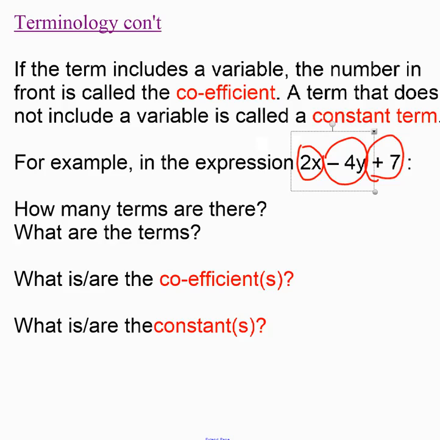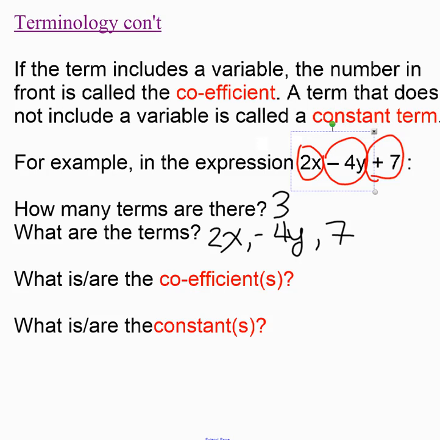Now, the part that's tricky is what the terms are. So the first term is 2x. The next term, though, is negative 4y. So that sign belongs with the 4y. It's part of that term. And then the last one is positive 7. Now, in math, we typically don't write a plus sign in front if it's positive, but we have to write a negative sign in front if it's negative.